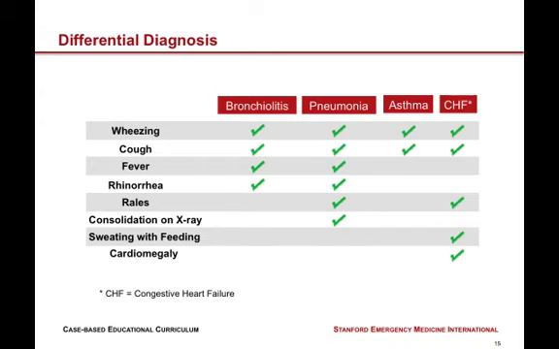Chest x-ray for a child with congestive heart failure may show cardiomegaly, or an abnormally large heart. On abdominal exam, the child may have a large liver, showing backup of blood and fluid.